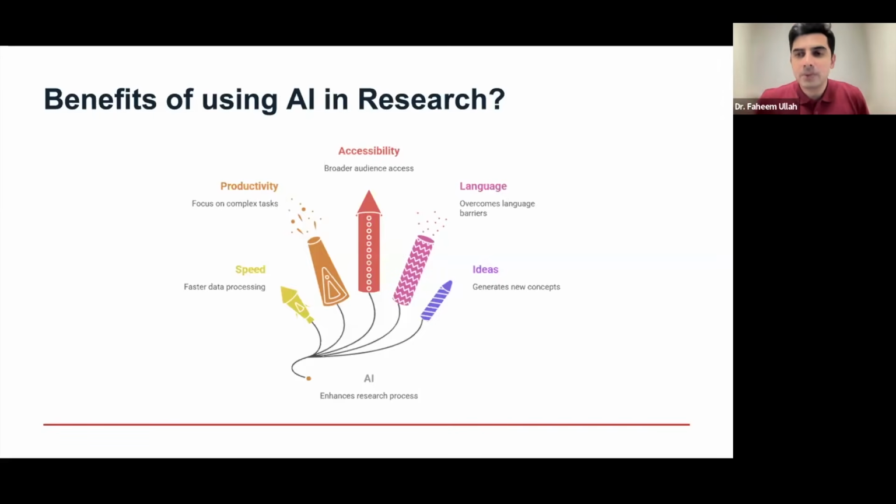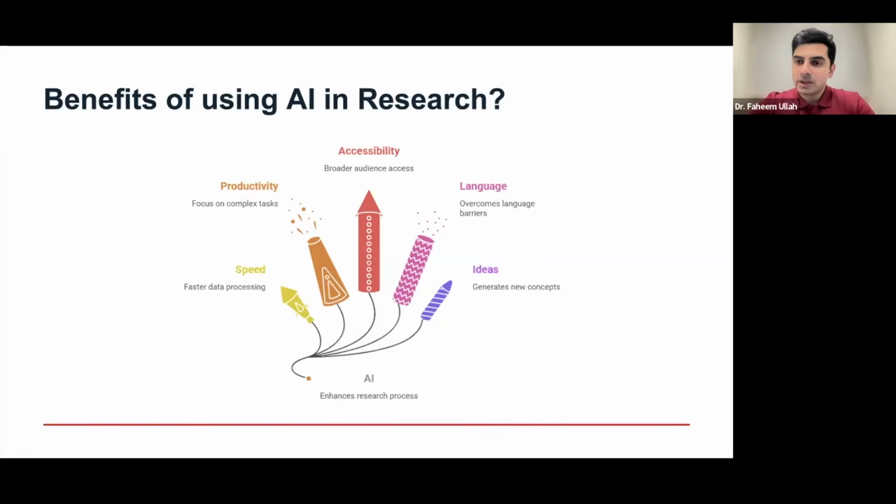Then the next point is accessibility, that almost everyone has access to it. It's online, so it's pretty much at the access of everybody. Then there are no language barriers. For example, I've seen that tools are available in multiple languages, so anyone from anywhere can use them.